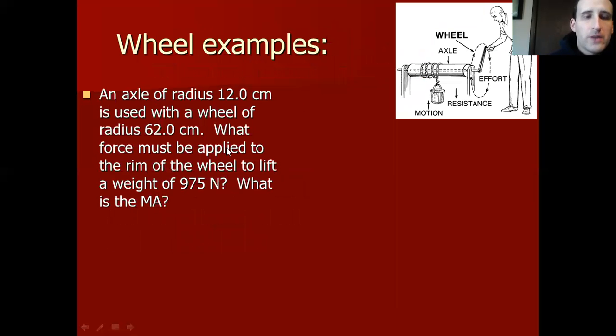So here's a numerical example for the wheel and axle, right? Somebody turning this handle to raise a bucket. If the axle has a radius of 12 centimeters and the wheel has a radius of 62 centimeters, what force must be applied to the rim of the wheel in order to lift a weight of 975 newtons? Now that 975 newtons is hanging on a rope that's wrapping around the axle. So that's just a little extra understanding of what's going on in the problem. And then also, what is the mechanical advantage of this simple machine?